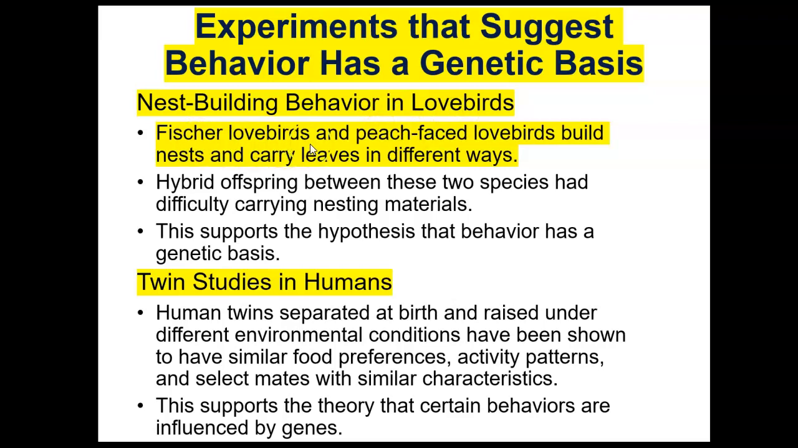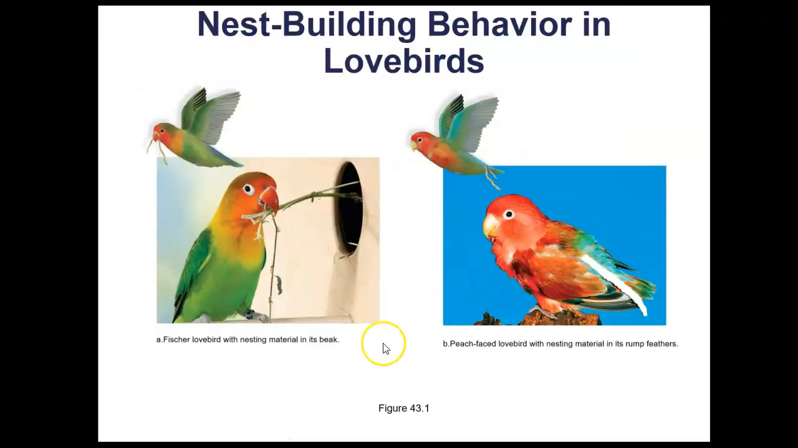These lovebirds are two different species. One is called Fisher lovebirds and the other one's called peach-faced lovebirds. And they have different ways that they build their nest and they carry the leaves for the nest in different ways. If you look at figure 43.1, you can see the Fisher lovebird carrying the nesting material in its beak. And then you can see the peach-faced lovebird is carrying the nesting material in its rump feathers. It weaves it into its feathers.